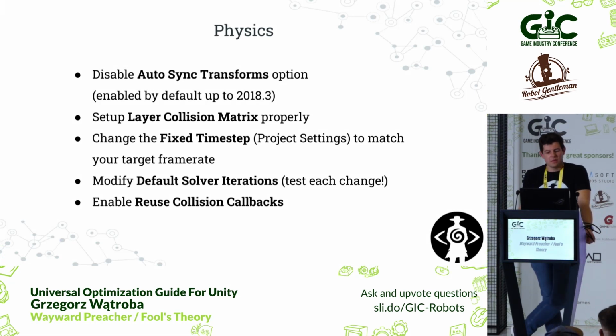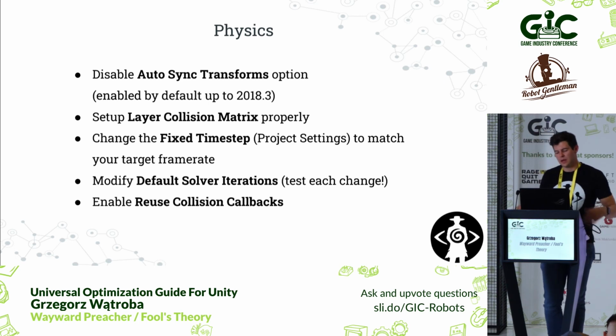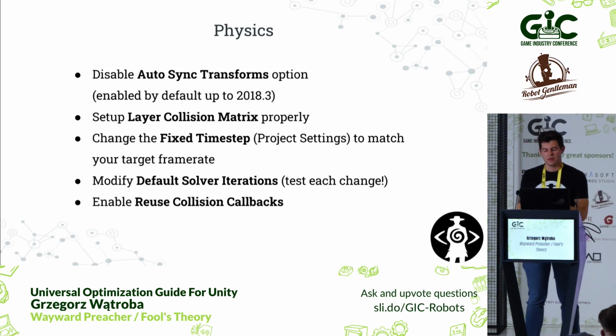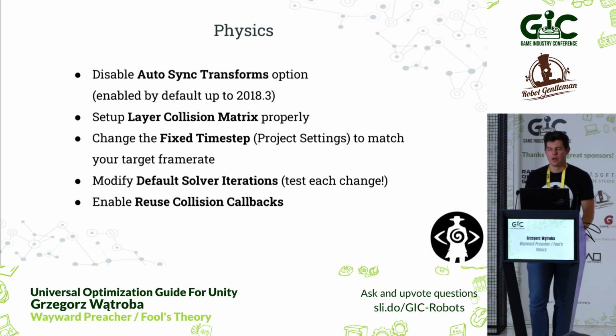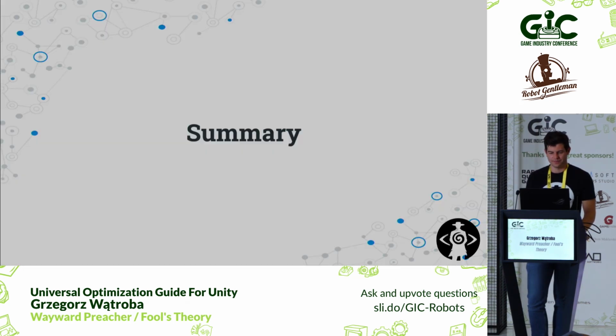Physics. Here you can mess things up, really, but also gain a lot. I already talked about autosync transform, dispersing hierarchies, first doing the transform operations, then physics API calls. You can call physics sync transform manually if you need to. Always plan the layer collision matrix properly. It will save you a lot of time later. Meddling with time steps and solver iterations might be risky fun, but test each change to be sure you're not causing chaos in your project. Still, you might also gain a lot through that.